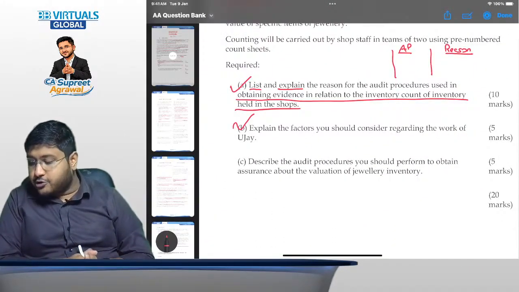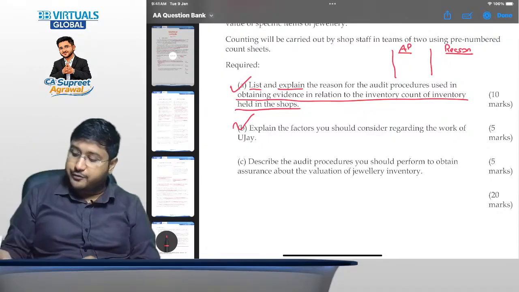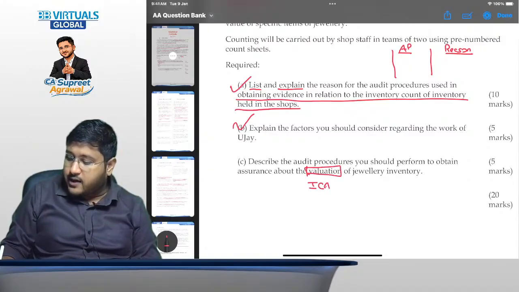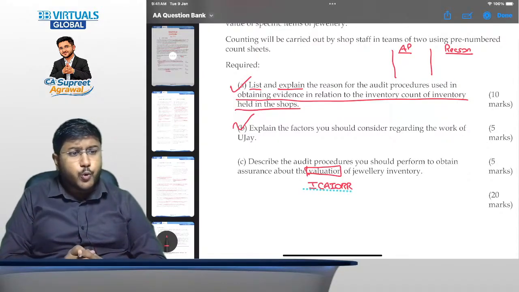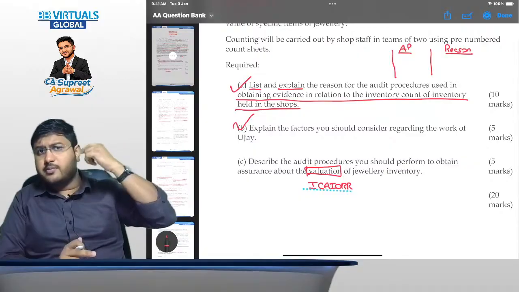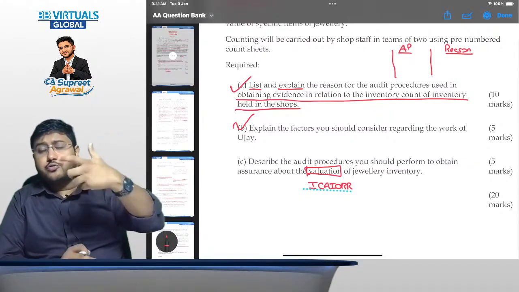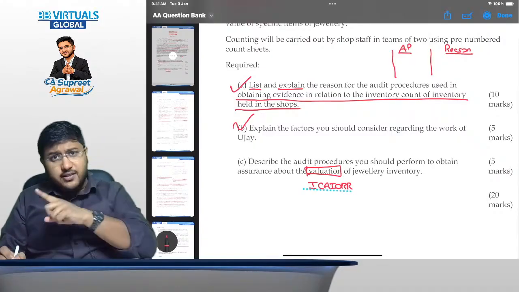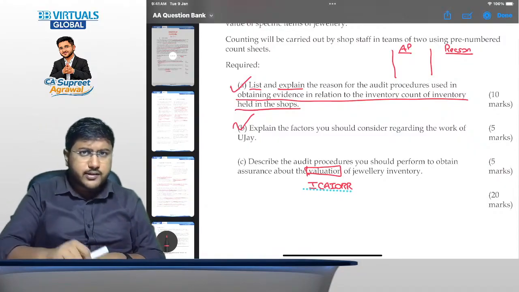Describe the audit procedures you should perform to obtain assurance about the valuation of jewelry inventory. Now, my dear friends, the assertion is given to you. You should just apply ICAIORR as much as possible, not all points, as much as possible, on the valuation assertion. See, when the assertion is not mentioned, you can mention any point for any assertion, but when the valuation assertion is mentioned, you should only write the points that are there for valuation. ICAIORR is the way through which you can reach the valuation assertion. So please draft your answers for this one.